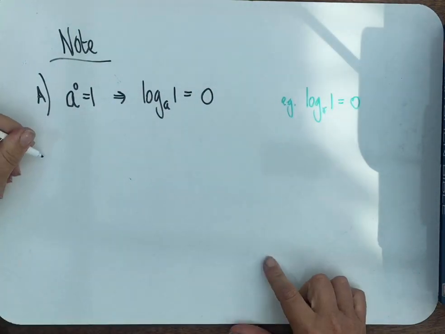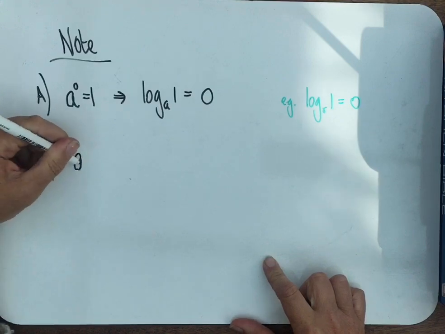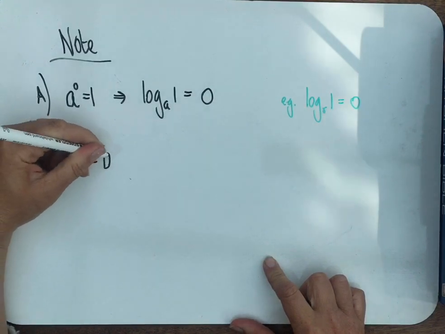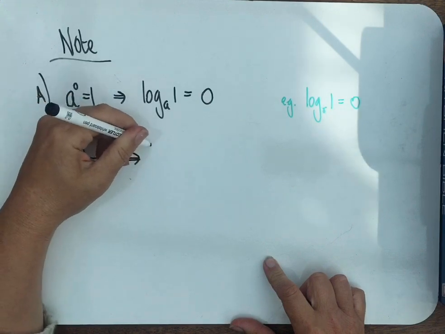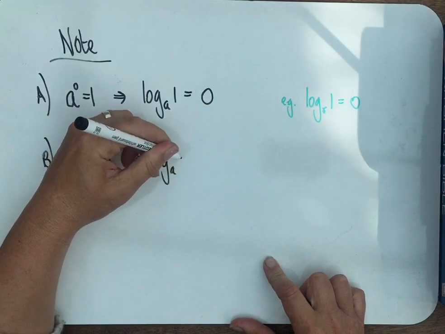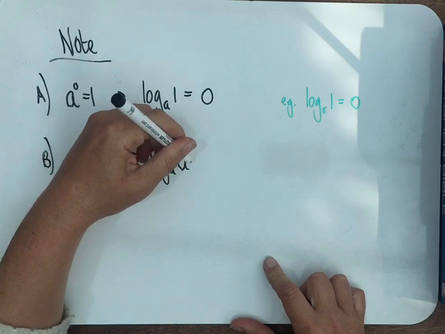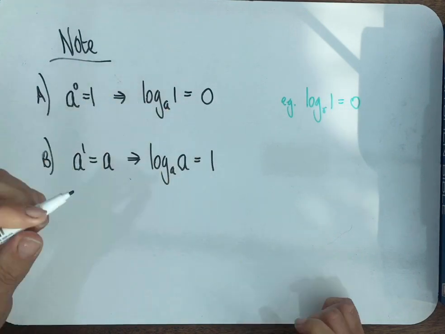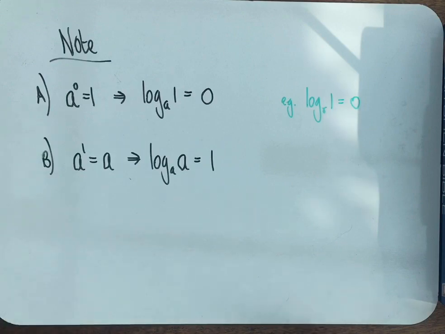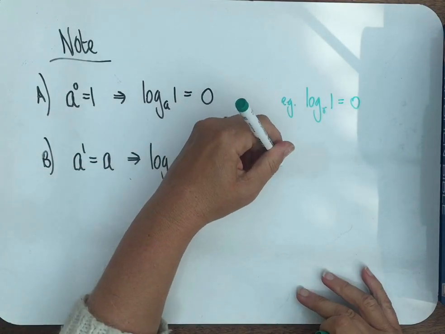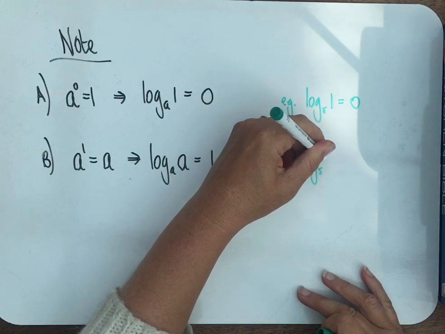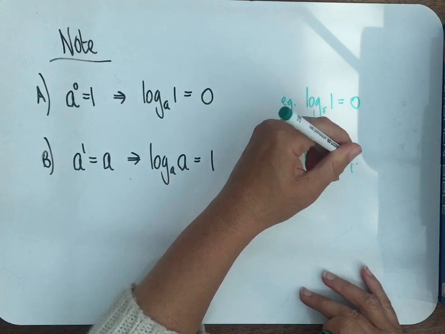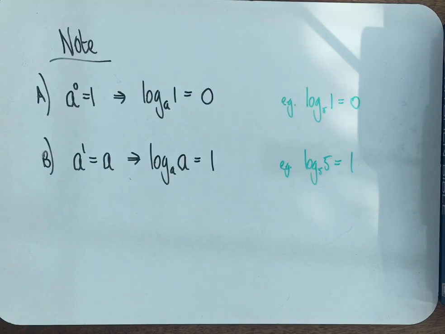Second little note is that a to the power 1 is a, which you know. So if I rewrite that as a logarithm, log to the base a of a, so a to the power 1 is a. So as long as these two are the same, you will always get 1. So for instance, log to the base 5 of 5 is 1.